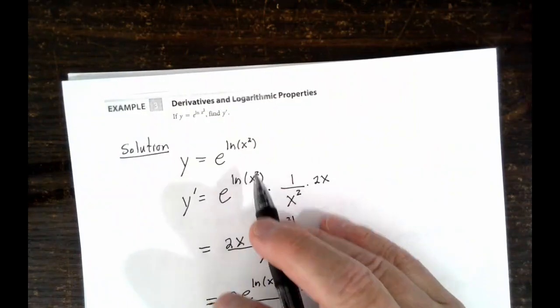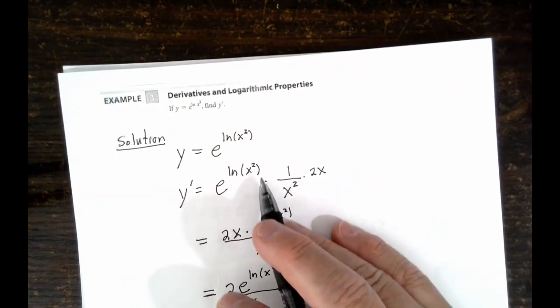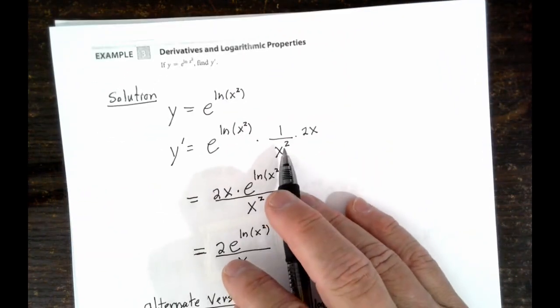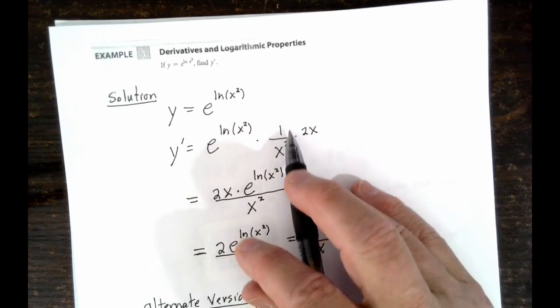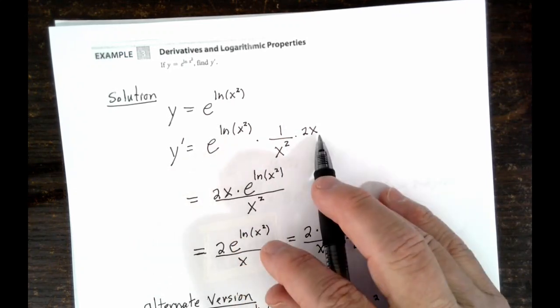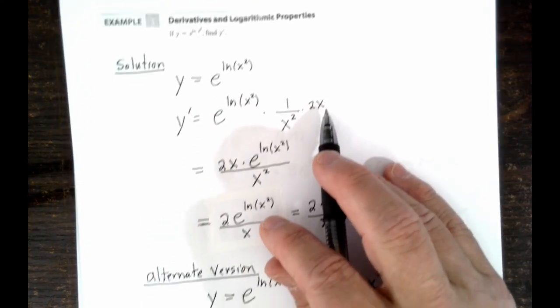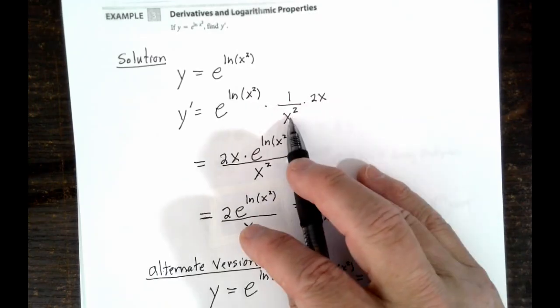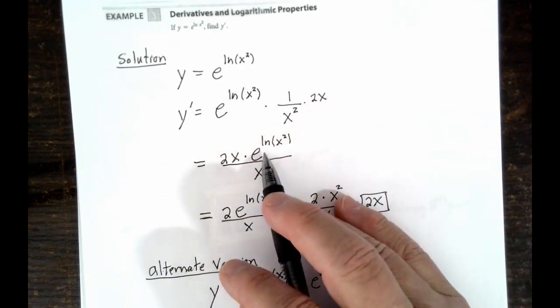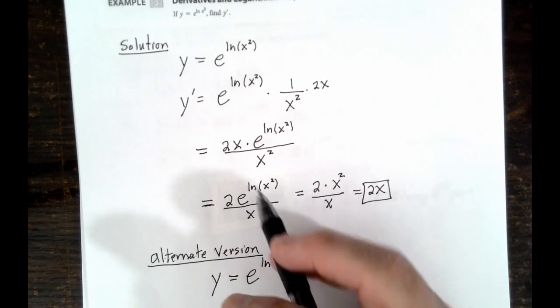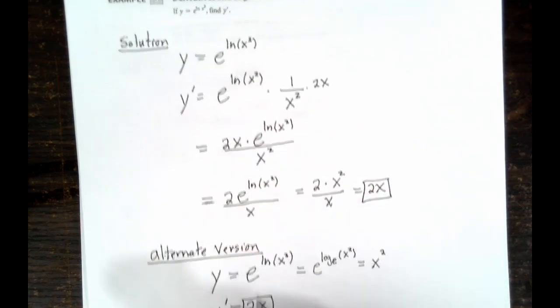e to the ln of x squared, well, the derivative is just e to the ln of x squared times the derivative of ln of x squared. Well, the derivative of ln of x squared is 1 over x squared times the derivative of x squared, 2x. So you get 2x over x squared, and you get that e to the ln of x squared. But you can cancel one of the x's.